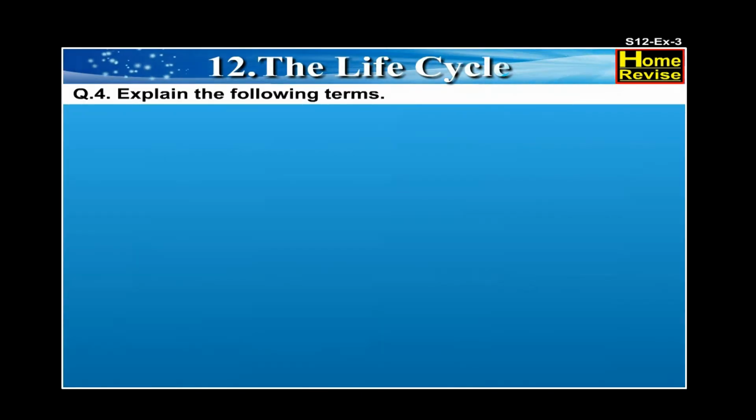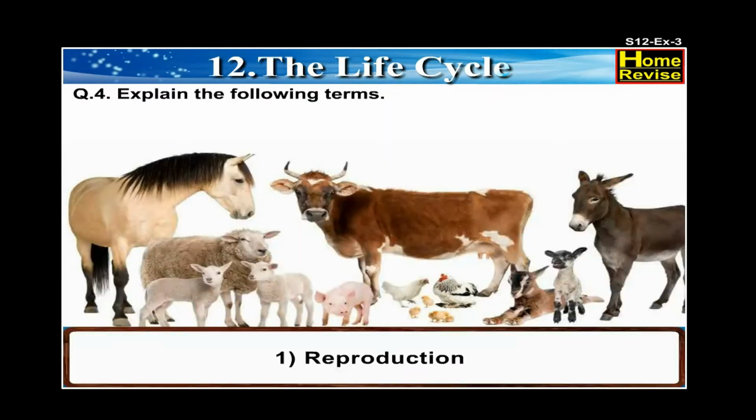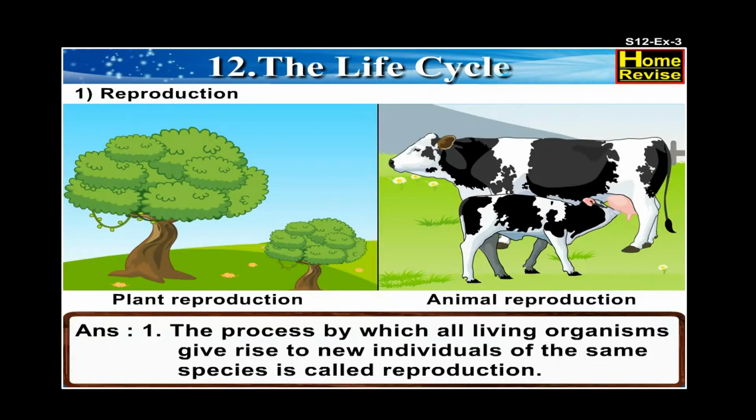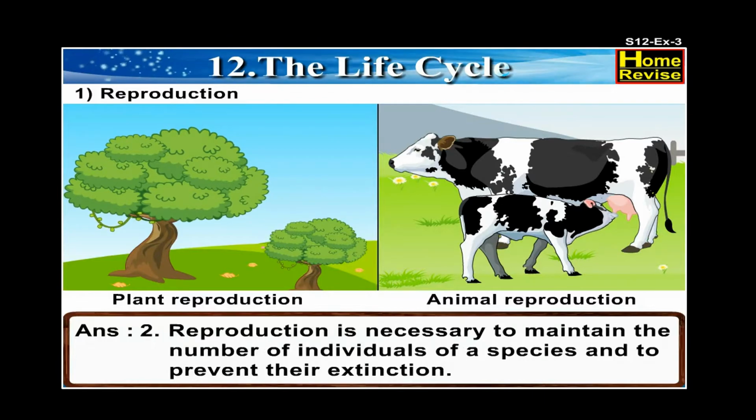Question 4. Explain the following terms. First, reproduction. Answer. 1. The process by which all living organisms give rise to new individuals of the same species is called reproduction. 2. Reproduction is necessary to maintain the number of individuals of a species and to prevent their extinction.